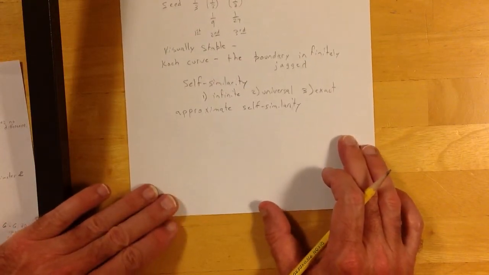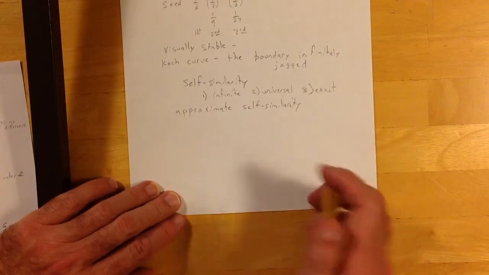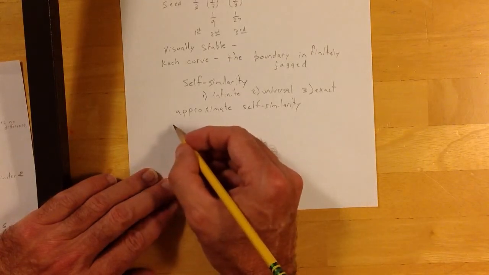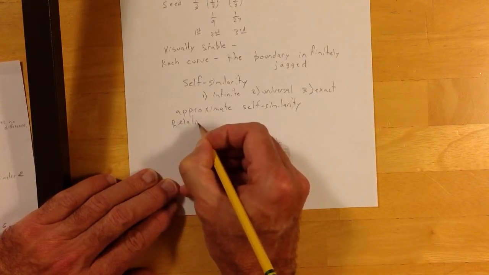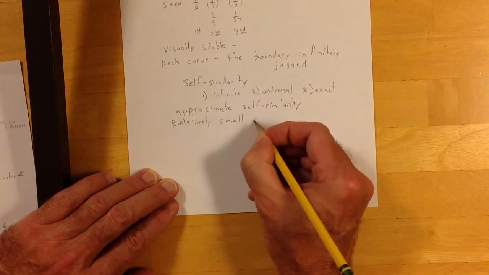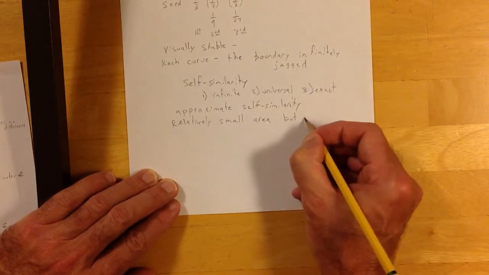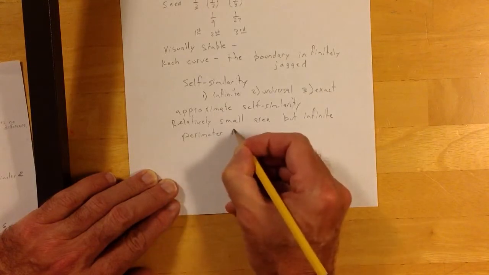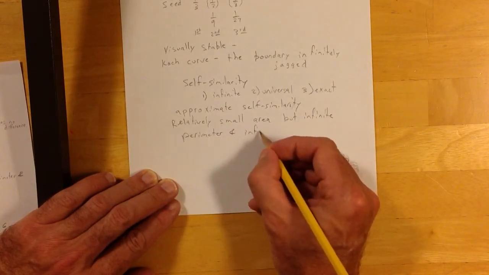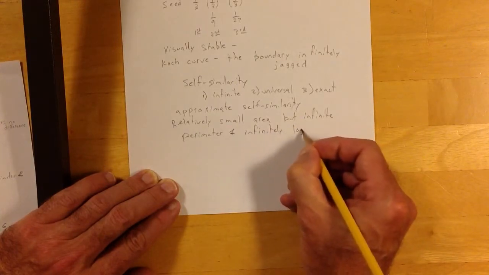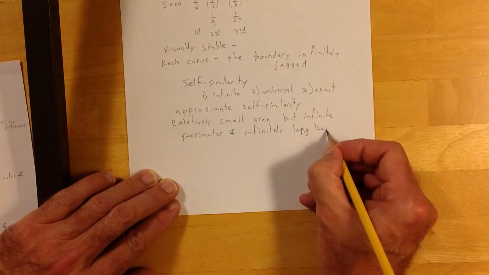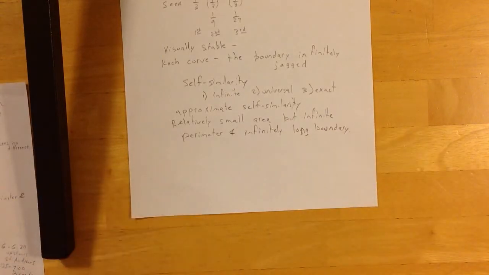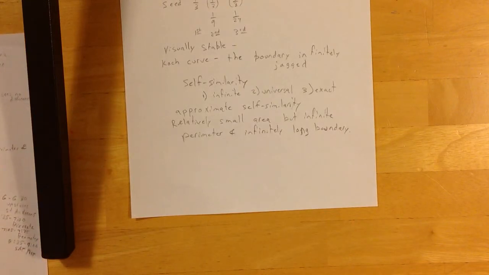Some other things of note about the Koch snowflake. It has a relatively small area but infinite perimeter and an infinitely long border. Infinitely long boundary, I guess we could call it. And we're going to take a look at that. Okay, so we'll take a look at some of those just in a minute.